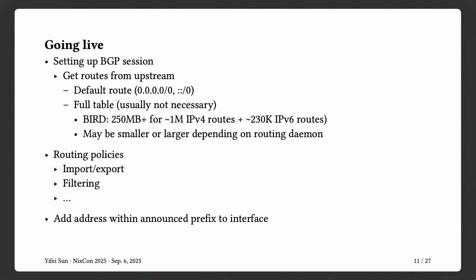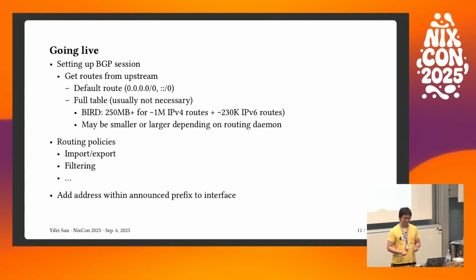And the next step is going live. You have to set up BGP sessions with your upstream and get routes from the upstream. There are multiple options. You can go with the default routes. They only send you 2 routes, the default for v4 and v6. Or you can go with a full table. That's usually not necessary, and it's a lot of memory.